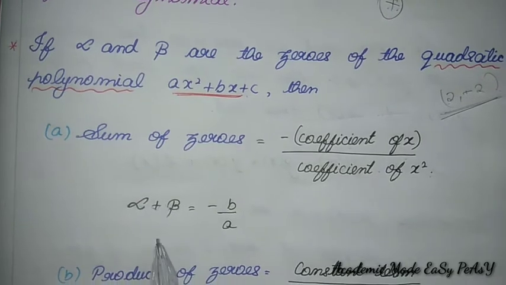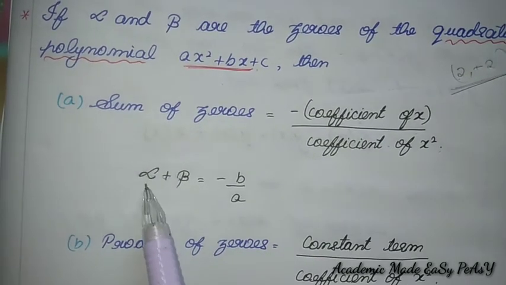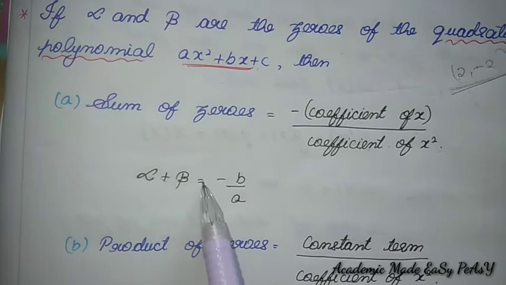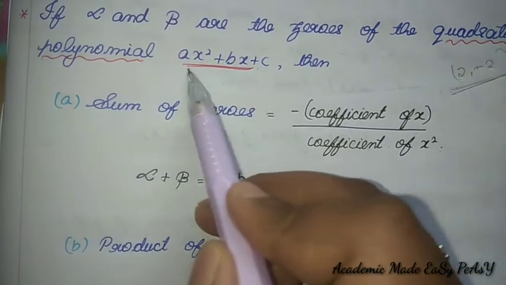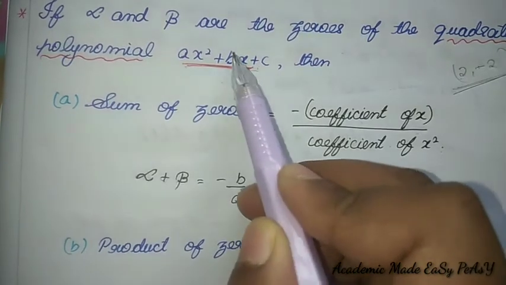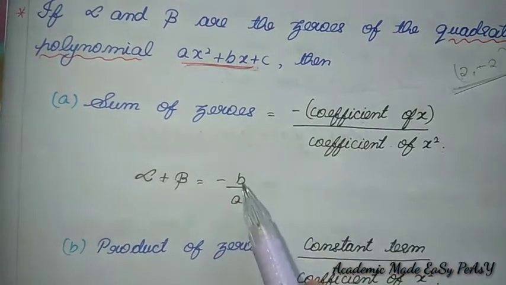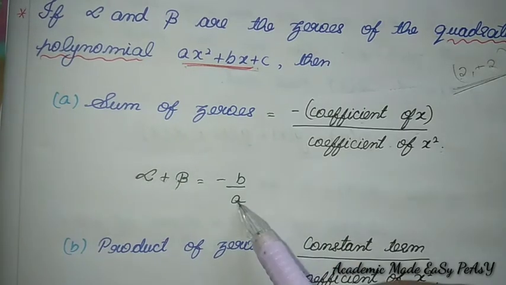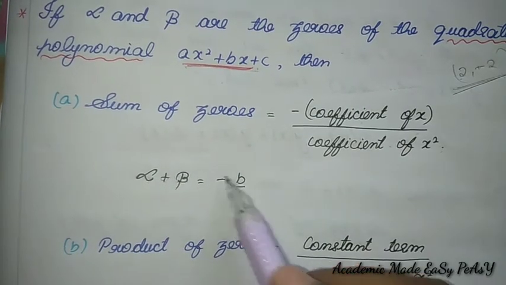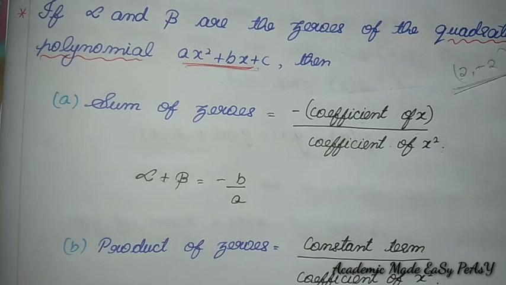So for example, here alpha plus beta is equal to minus b by a. So this is the general form, isn't it? The coefficient of x is over here and the coefficient of x square is here, the denominator. So the negative of that will give us the sum of the zeros.